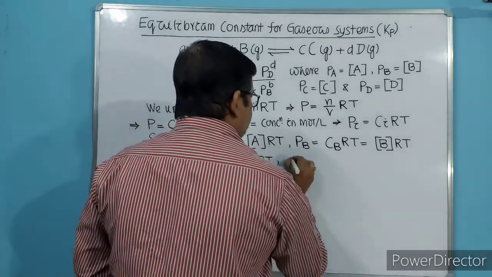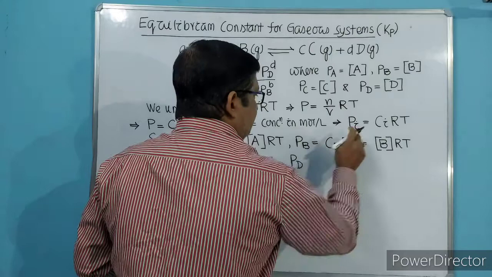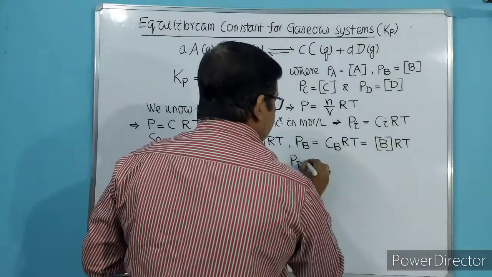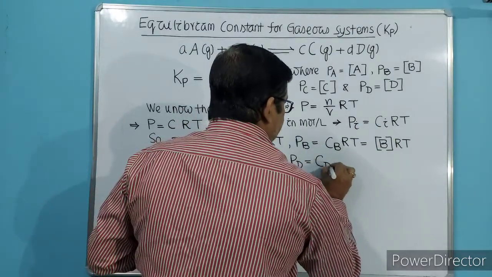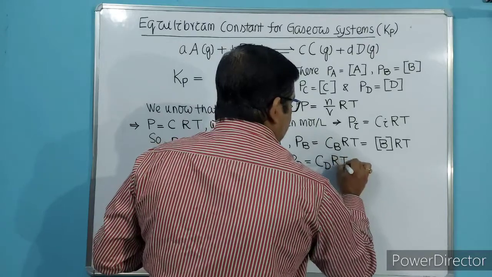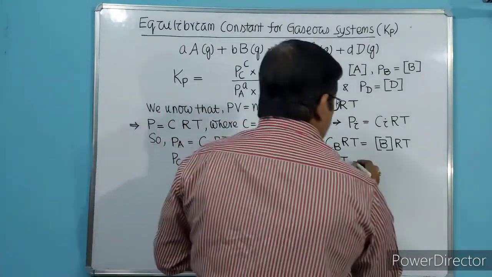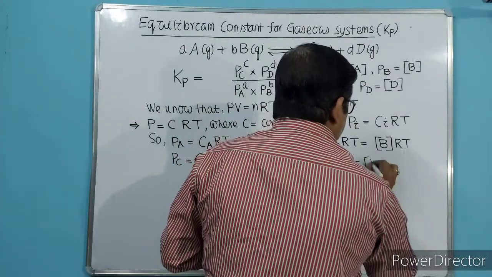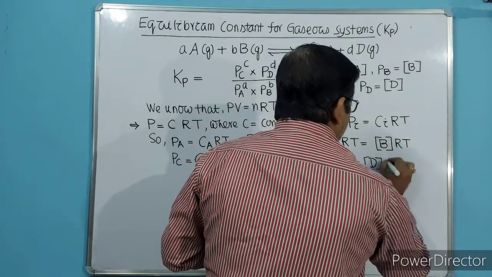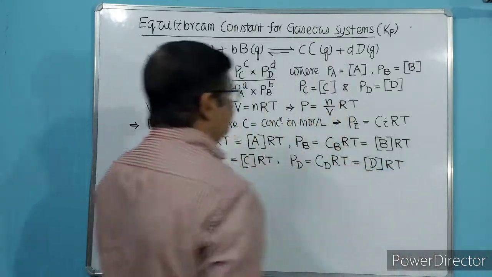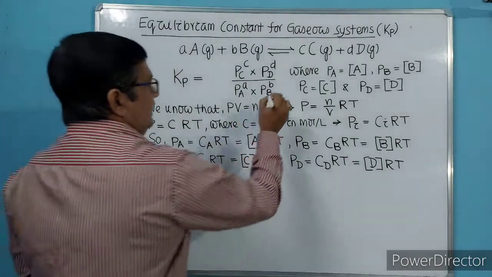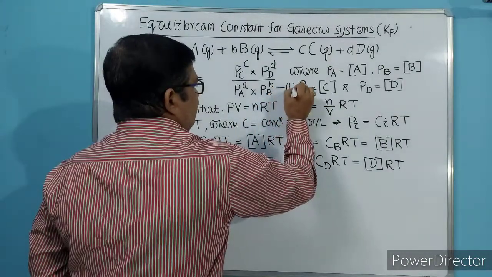Similarly, what will be PD? Put D here. PD is equal to CD RT, concentration of D into RT. So how to write concentration of D? In square bracket, write concentration of D into RT. Okay, so let it be equation 1.